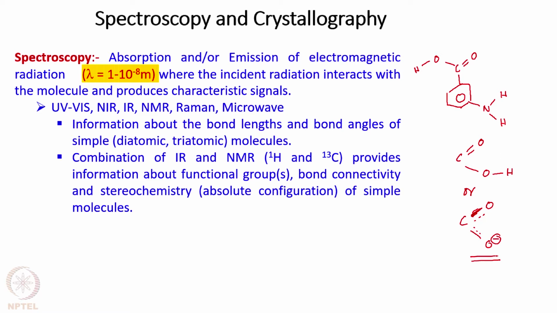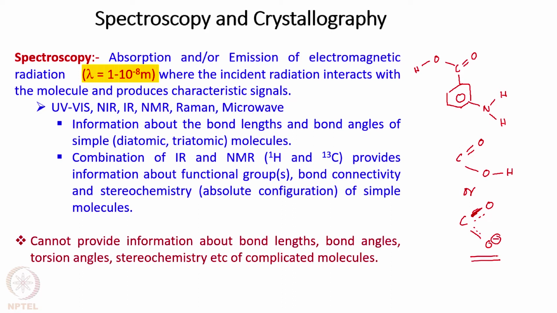Combination of IR and NMR spectrum provides information about the functional groups that are present in the compound. It gives the bond connectivity, and sometimes we can derive the absolute configuration, that is the stereochemistry of very simple molecules. But in case the molecule has multiple chiral centers, it becomes difficult to establish the absolute configuration of all those chiral centers that are present in the molecule. So in a nutshell, the spectroscopic methods cannot provide information about bond lengths, bond angles, torsion angles, stereochemistry, etc. of any complicated molecule.